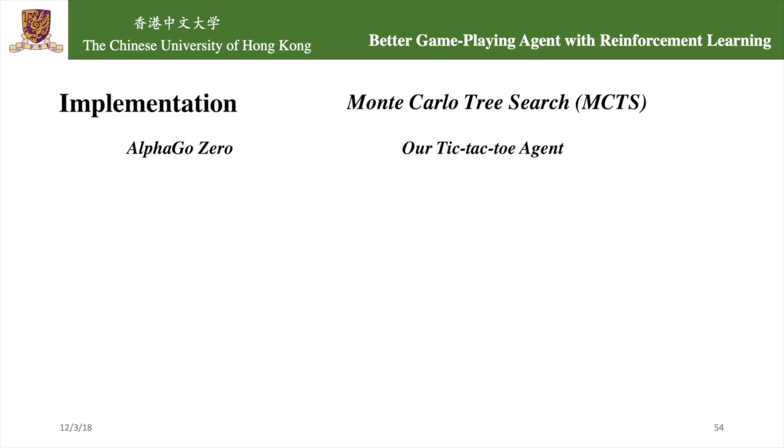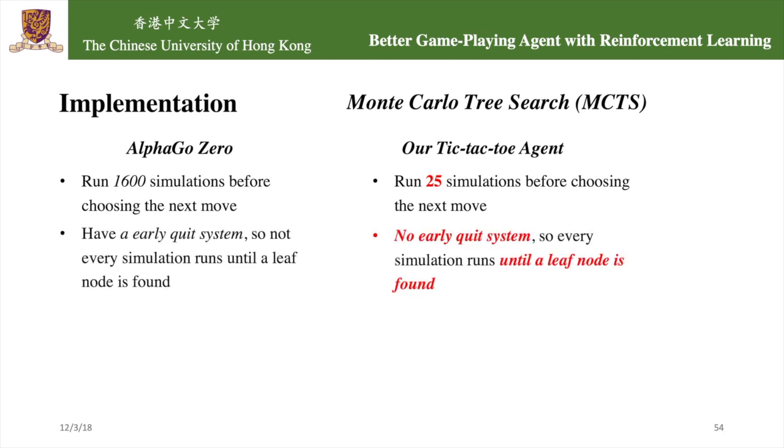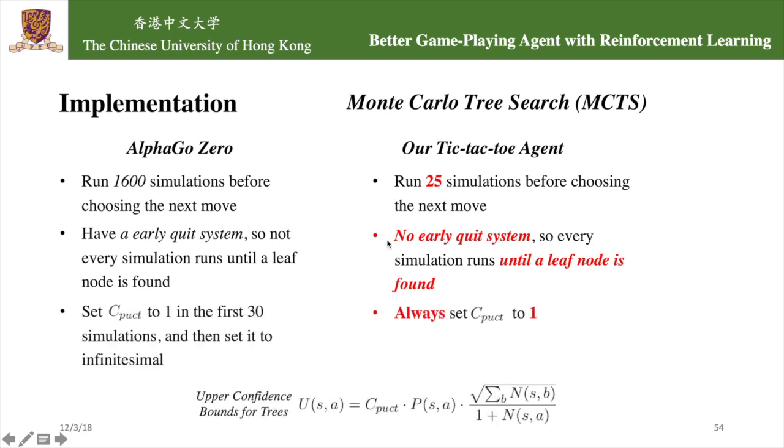For the Monte Carlo tree search part, there are also some differences between the implementation in AlphaGo Zero and the implementation in our tic-tac-toe agent. Basically, we run fewer simulations before each move, and we don't have an early quit system. And for this constant, AlphaGo Zero sets it to 1 in the first 30 simulations and then sets it to infinitesimally small, but we always set it to 1.